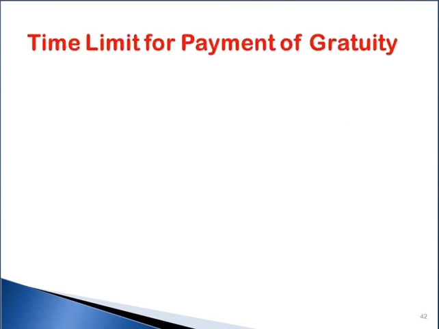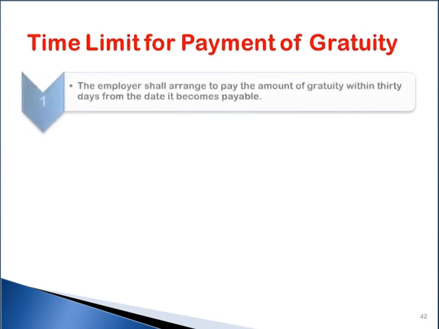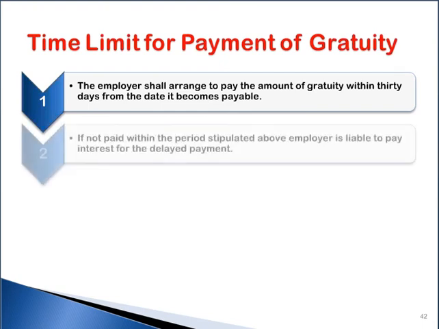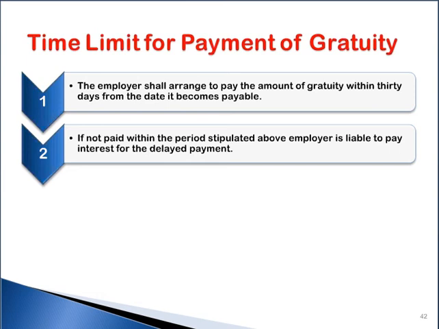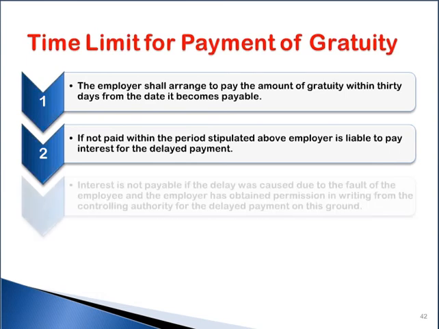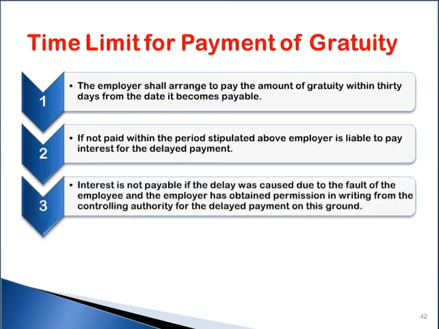The next is an important obligation on the employer, that is time limit for payment of gratuity. The Payment of Gratuity Act 1972 specifies that the employer shall arrange to pay the amount of gratuity within 30 days from the date it becomes payable. If not paid within the stipulated period as specified above, employer is liable to pay interest on such delayed payment. Interest is not payable if the delay was caused due to the fault of the employee and the employer has obtained permission in writing from the controlling authority for the delayed payment on this ground.